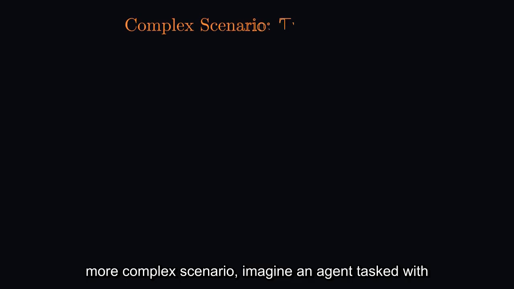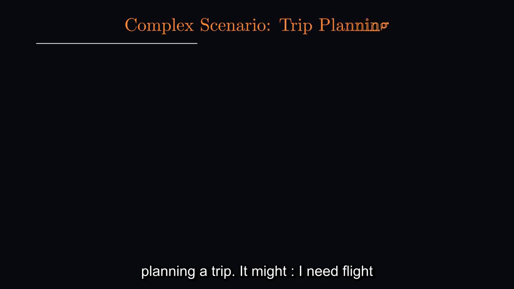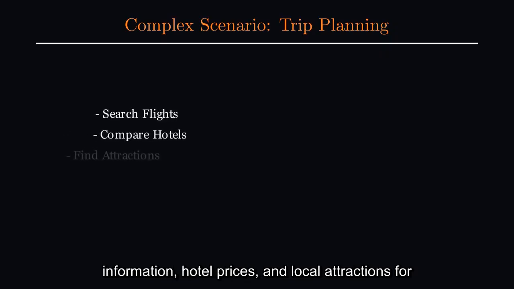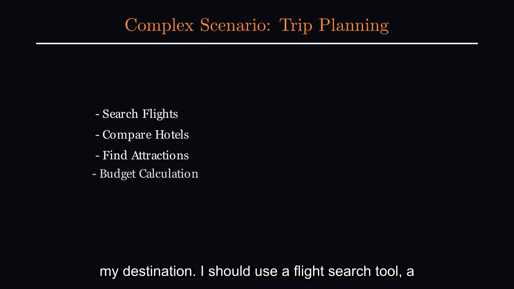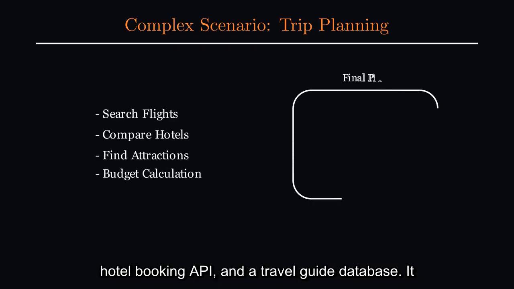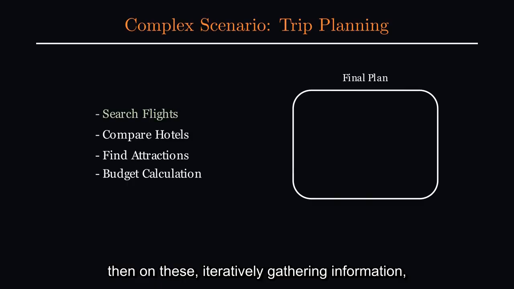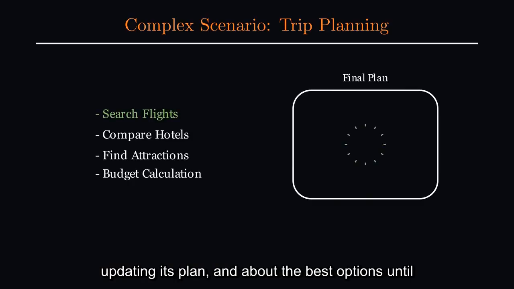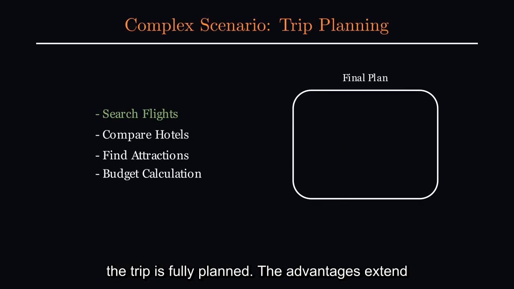For a more complex scenario, imagine an agent tasked with planning a trip. It might reason, I need flight information, hotel prices, and local attractions for my destination. I should use a flight search tool, a hotel booking API, and a travel guide database. It then acts on these, iteratively gathering information, updating its plan, and reasoning about the best options until the trip is fully planned.